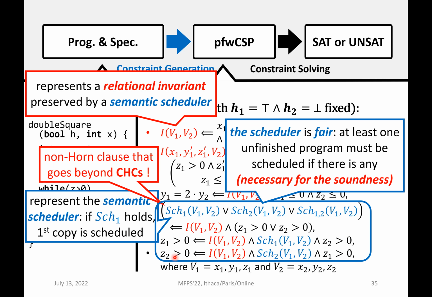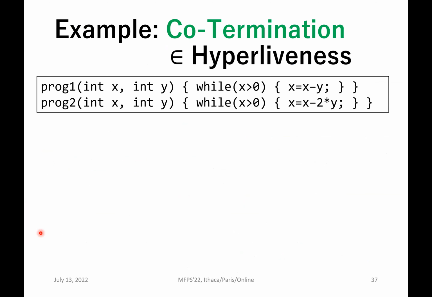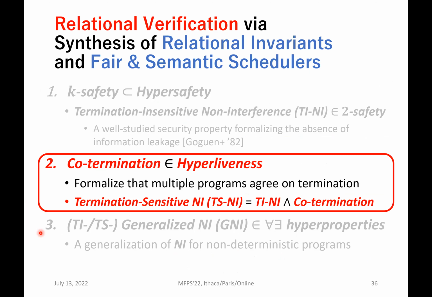Okay, let me move on to the next property, co-termination, which formalizes. Sorry, you are almost running out of time, so it would be good if you can try to converge. Okay, okay. Well, so I plan to explain co-termination property.